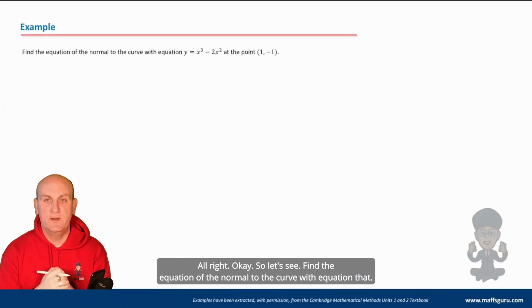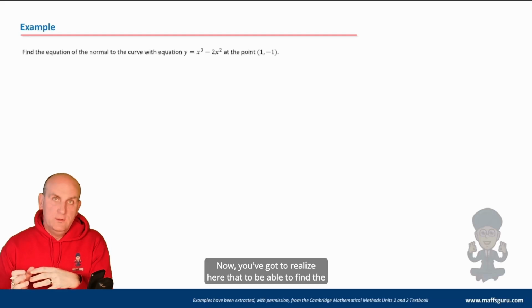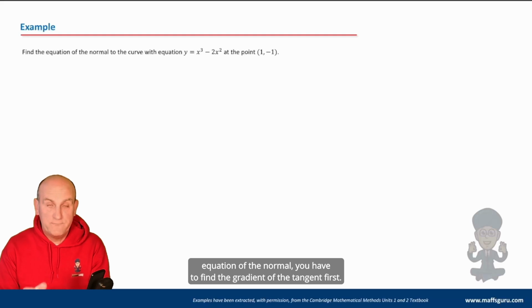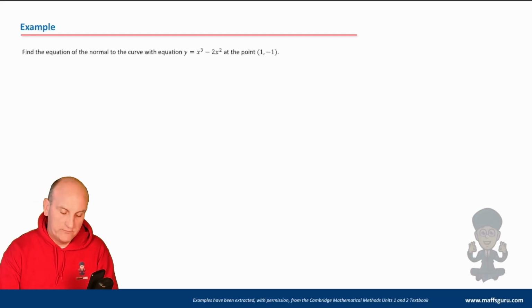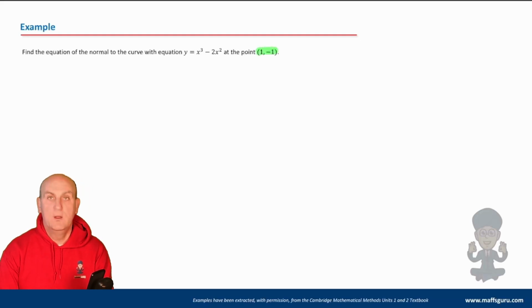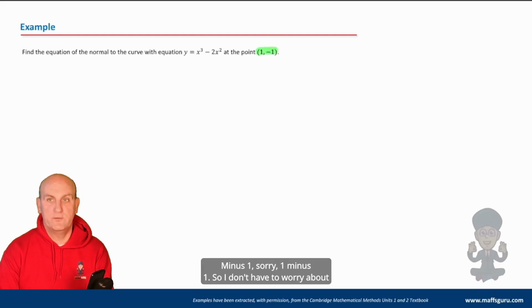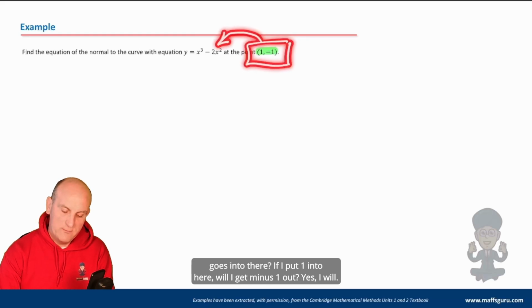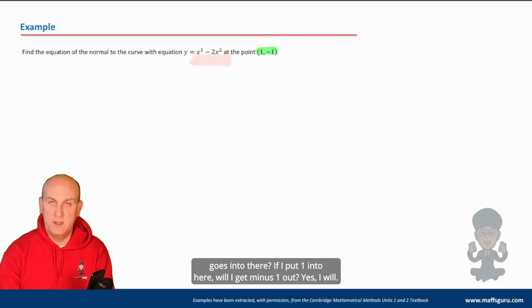Right, okay, so let's see. Find the equation of the normal to the curve with equation that. Now, you've got to realize here that to be able to find the equation of the normal, you have to find the gradient of the tangent first. So let's think about this in another way. Well, good news here. They've actually given me the point (1, -1). They haven't just given me x equals 1. And you'd always be best to check: is that true? If I put 1 into here, will I get -1 out? Yes, I will.